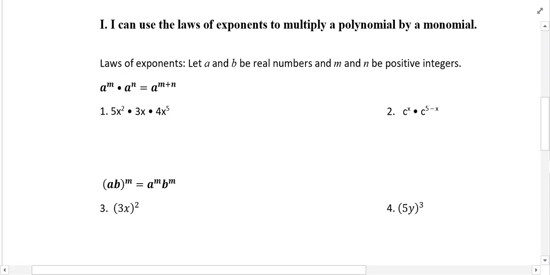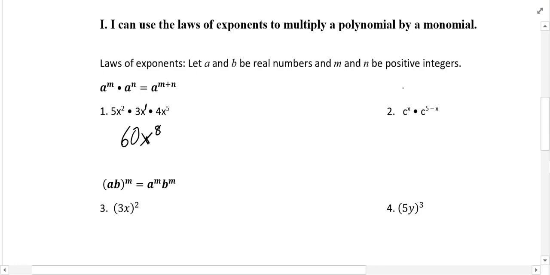All right, so the first thing we're doing here, it says I can use the laws of exponents to multiply a polynomial by a monomial. So right here we have same base multiplication. A to the m times a to the n means you have the base a and you add their exponents. So you want to multiply the coefficients here. So we have 5 times 3 times 4, which is going to get us 15 times 4, which is 60. And then we need to add the exponents. But don't forget that there's this implied invisible 1 here. So we're saying 2 plus 1 plus 5 is going to give us x to the 8th.